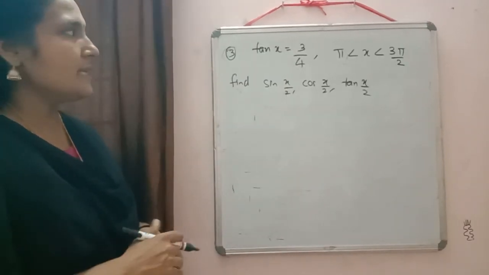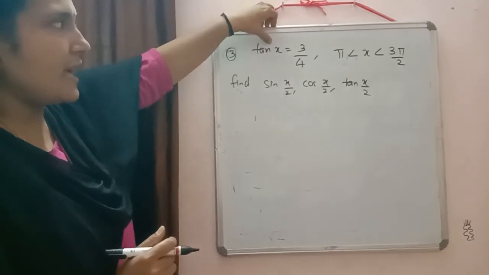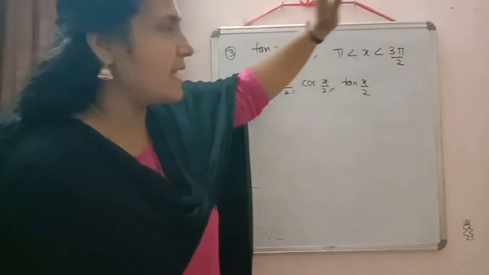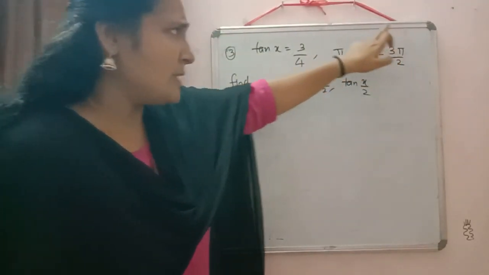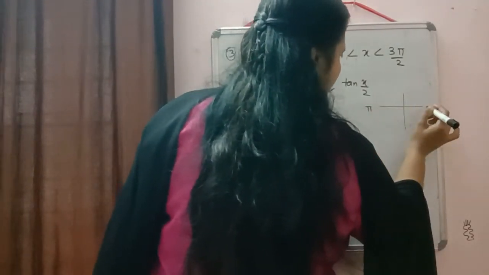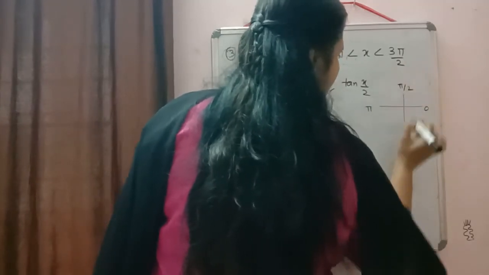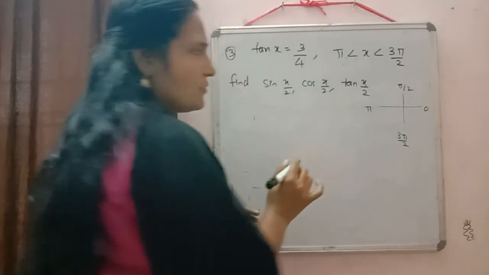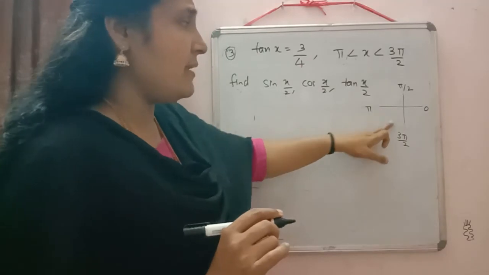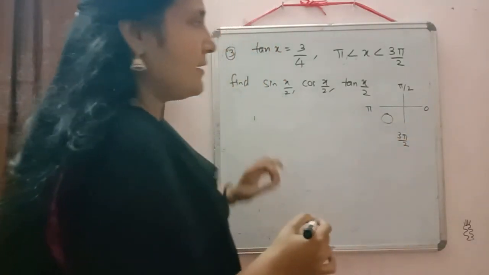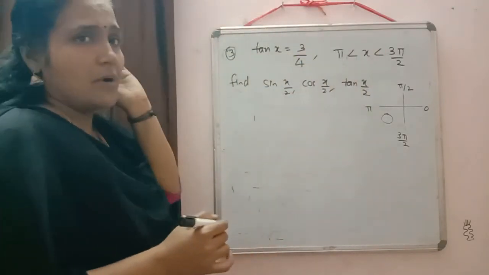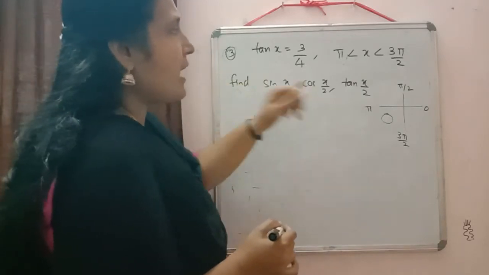Now all of you just check this question: tan x is given. Tan x is equal to 3 by 4 and it is given pi less than x less than 3 pi by 2. So what is the meaning of this? If you check the quadrant here, here we have 0, here pi by 2, here pi, and here 3 pi by 2. So the value of x lies between pi and 3 pi by 2, which means it is in which quadrant? Third quadrant. So the angle is in the third quadrant. Okay, but we have to find the half of the angle.